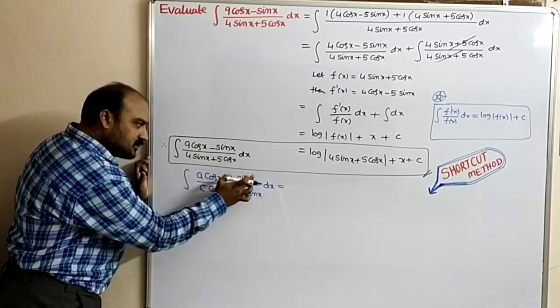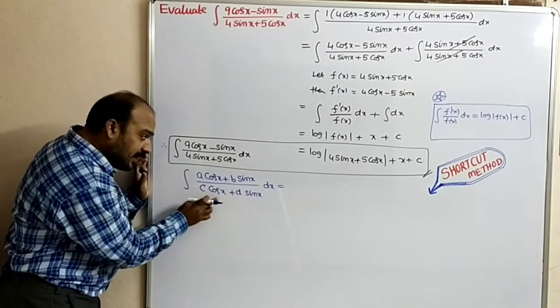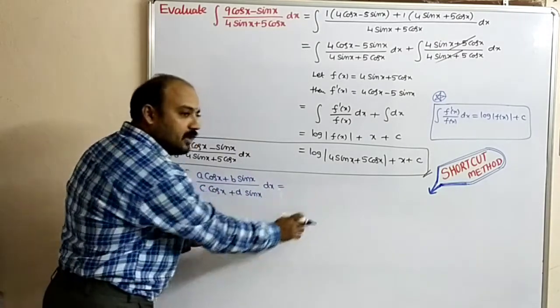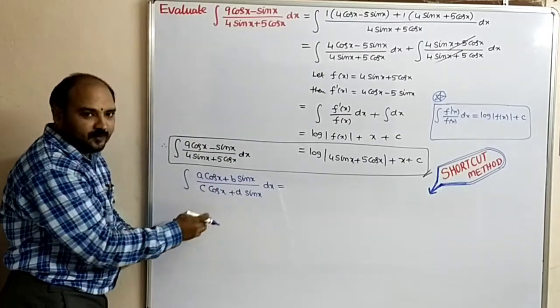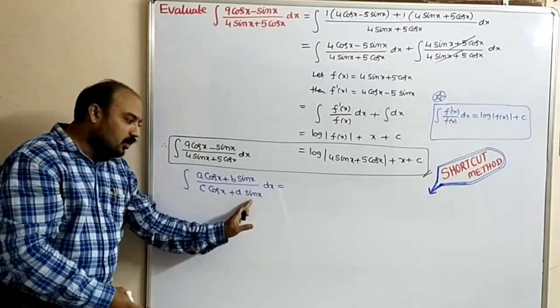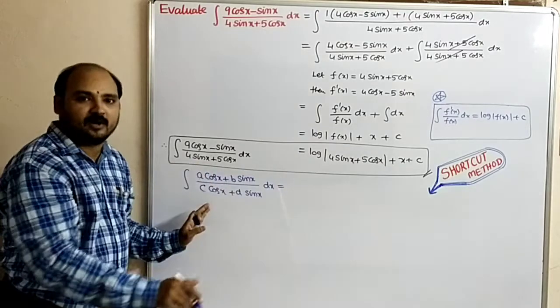So if a cos x plus b sin x by d sin x plus c cos x is there, you cannot write this formula. You have to make it into this form. A plus b, b plus a, both are same, but you have to keep it in that form. Then only you can apply the formula.